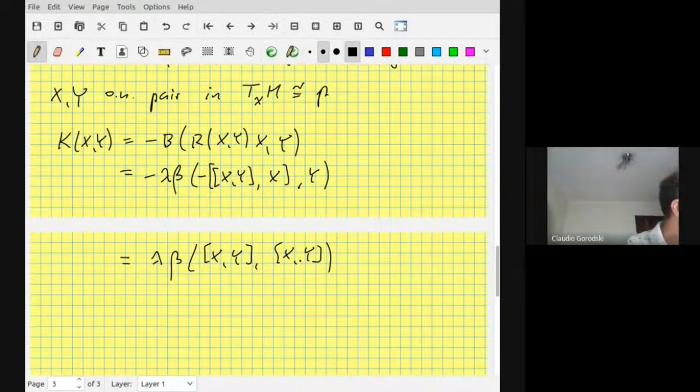So what can we see from this formula? Well, we can see that this is B, right? This bracket is in K, because X and Y are in P. The bracket is in K. And the Killing form is negative definite.